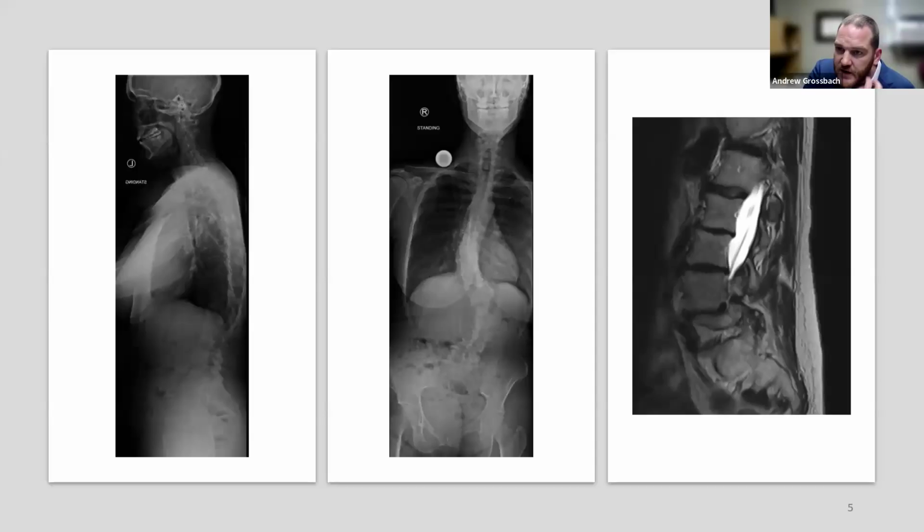And so here's our imaging. On the left here, we have a sagittal view. Not terrible. She maybe has a little kyphosis at the thoracolumbar junction, but she's not bad here. The AP view here, you can see she's leaning to the left, so her CSBL is off, and she has this double major, this thoracolumbar curve.